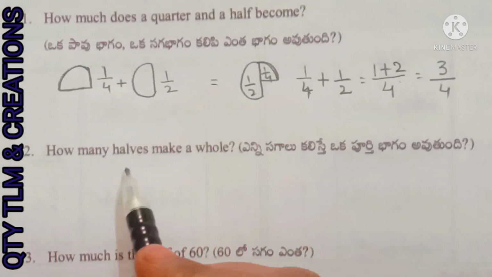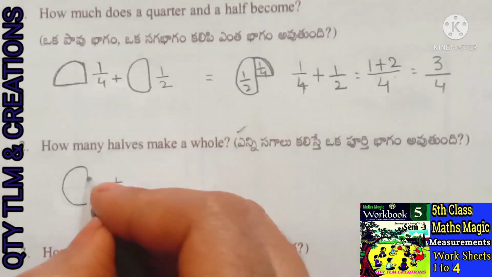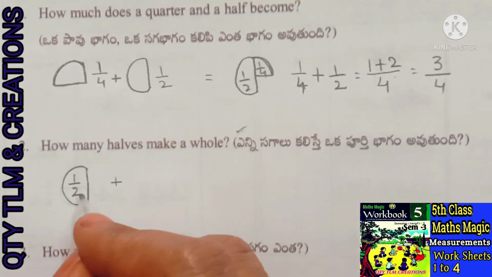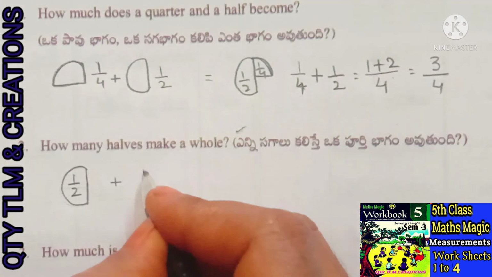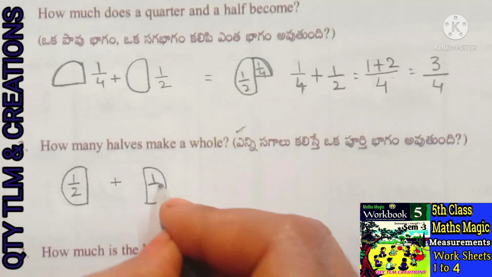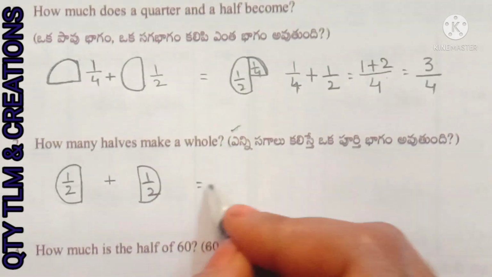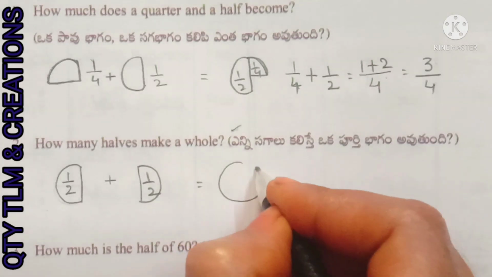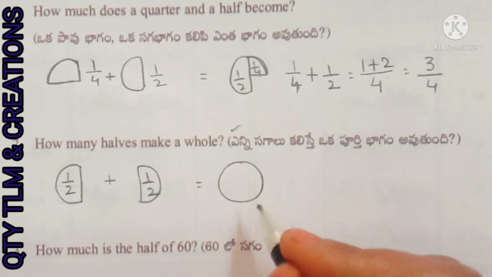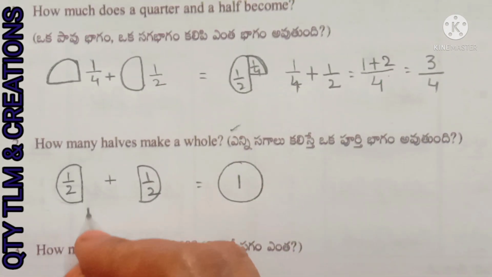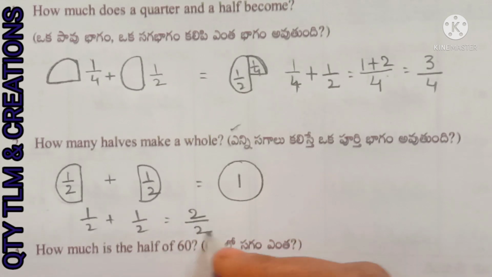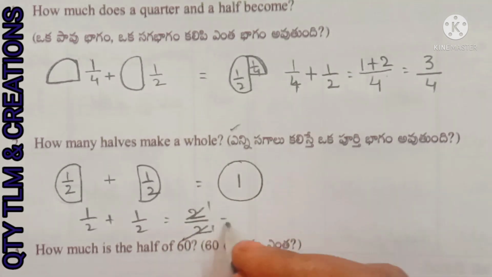Next question, how many halves make a whole? So this is half of the circle plus this is half of the circle. So that is equal to 2 halves make a whole 1. So 1 by 2 plus 1 by 2 is equal to 2 by 2. So 2 ones are 2, that is equal to 1.